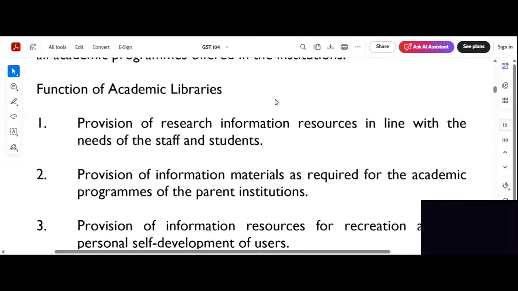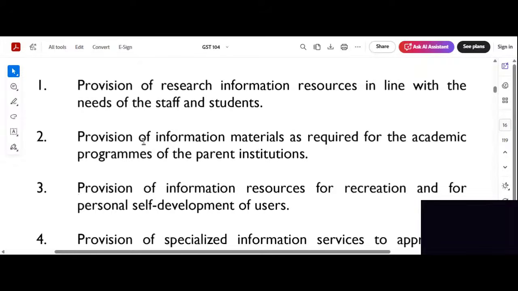So that is number one. They provide research information resources in line with the needs of the staff and students. Number two is provision of information materials as required for the academic programs of the parent institutions. What this means is that in the library, you can get your course material, provision of materials as required for the academic program.